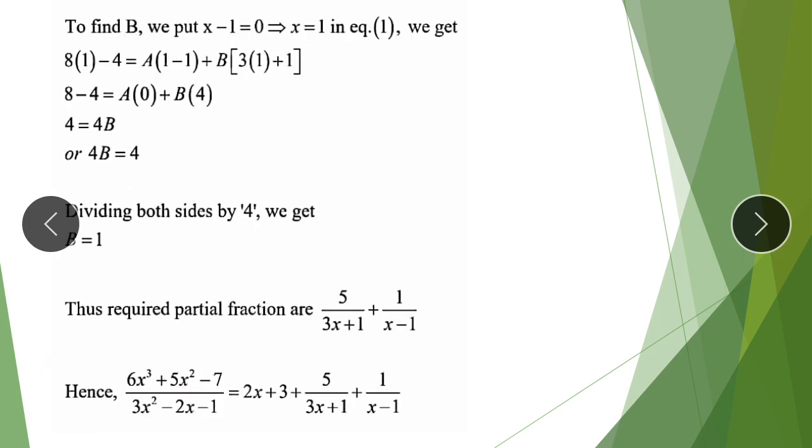Now we have to find the value of B by putting x equal to 1 in the equation, and we will get the value of B as 1. Let's put this. So the first partial fraction will be 5 divided by 3x plus 1, and the value of B is 1 divided by x minus 1. Now we can write this. Don't forget to write this 2x plus 3 plus this one, and this will be the partial fraction of this expression.